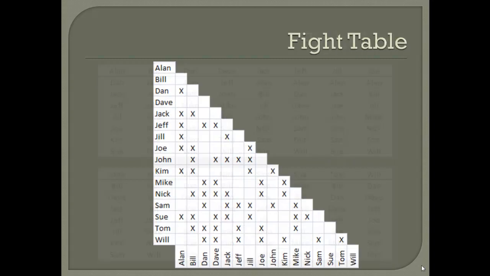She was able to organize the list into a table, but it is still too complicated. How should the class be seated in order to prevent any fights from happening at lunchtime?